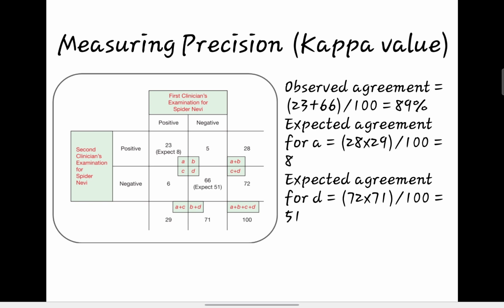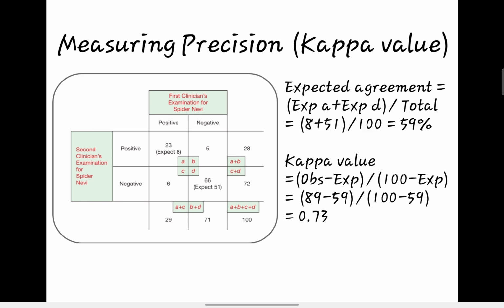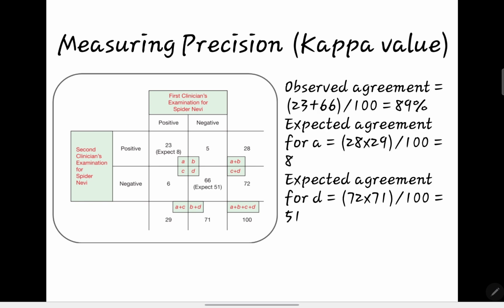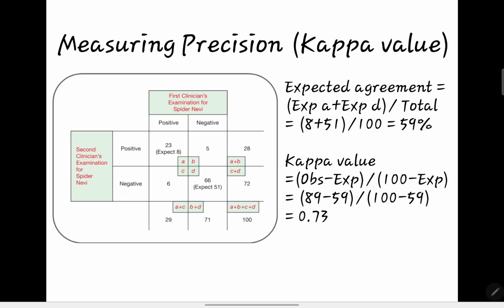So after we have done these two steps, we'll move on to the third step: measuring the total expected agreement. That is the expected value for A plus expected value for D divided by the total population. Now that comes out to be 59%.